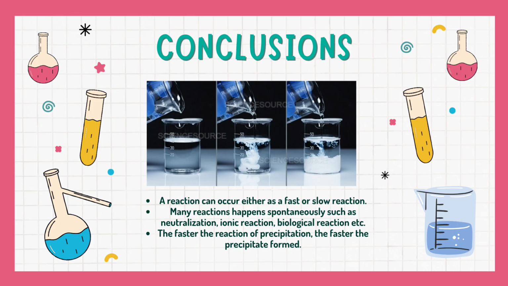In conclusion, a precipitation reaction can occur either as a fast or slow reaction. Many reactions happen spontaneously, such as neutralization, ionic reaction, biological reaction, and many more. So, the faster the reaction of precipitation, the faster the precipitate forms.